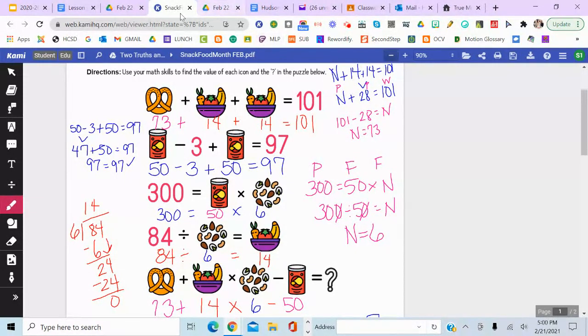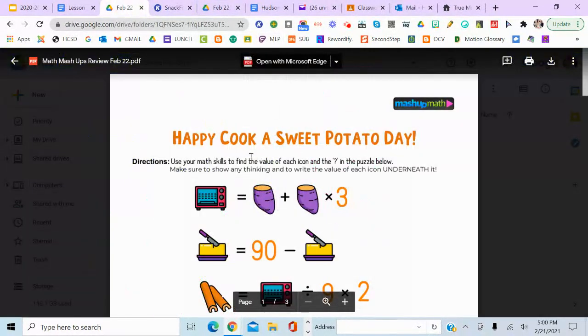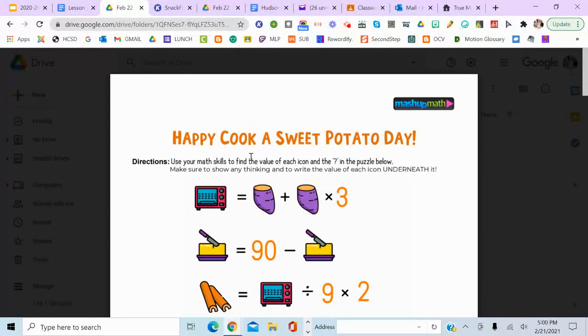So again, you will have Happy Cook a Sweet Potato Day. Maybe you should eat a sweet potato today.